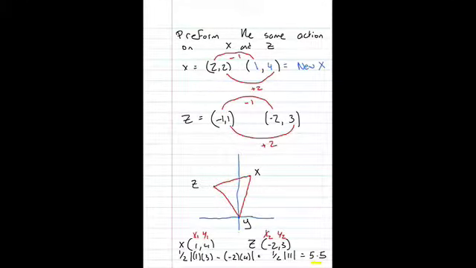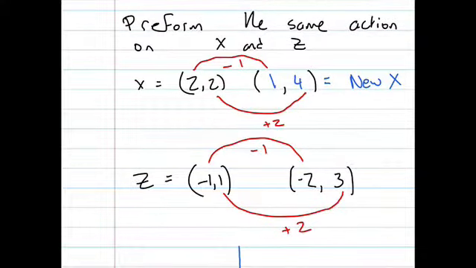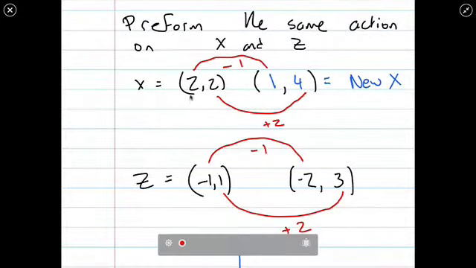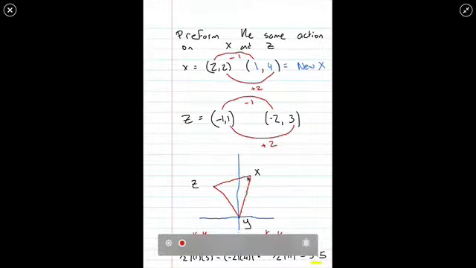Are you with me? So then I go to the other 2 points, which is 2, 2, and I translate them. My translation was subtract 1 from x, and then add 2 to y. And that's my new x. Same with z. My translation was subtract 1 from x, and add 2 to y, which is 3. And that's my new z. Now this is what the picture looks like after I translate it. See, one of the points is at 0, 0.